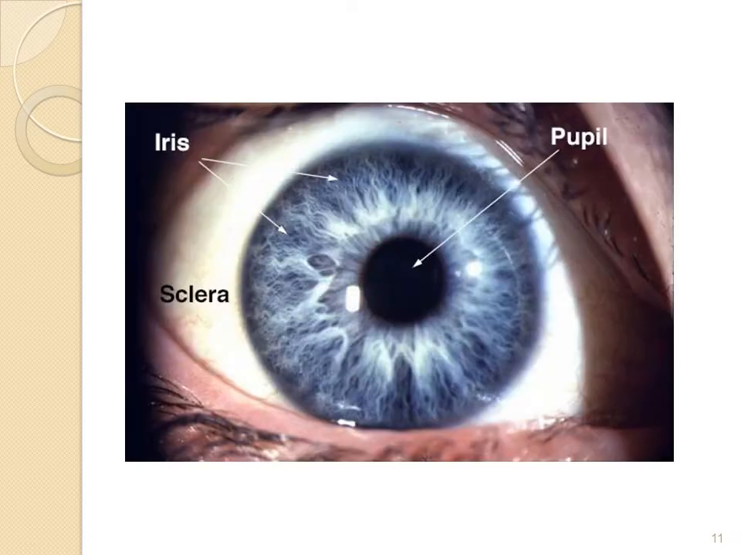In this picture, you can see the iris, pupil, and sclera. That's clear in this picture. We can see three structures of the eye: the iris, the pigmented part, the sclera, which is the white, and the pupil, which is the dark part inside the eye.